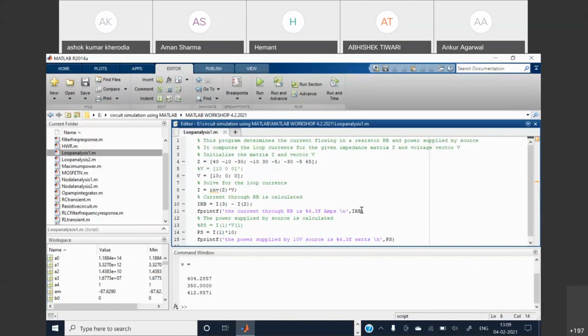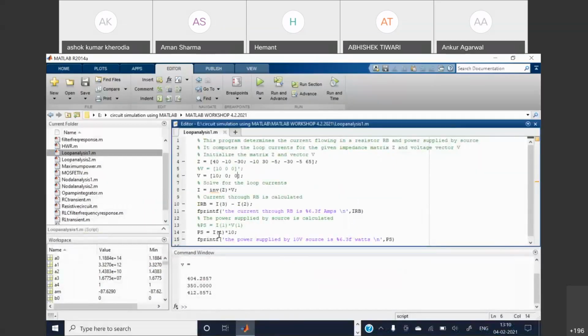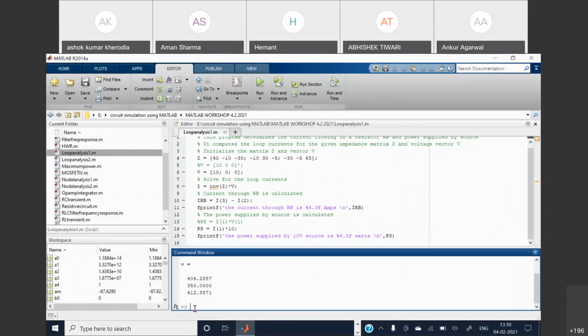What do you want to print? IRB. And if you want to compute the power supplied by the source, what will it be? The power supplied by the source is V1, the voltage, multiplied by the current I1. So power supplied is equal to I1 into 10, since the voltage source is given as 10 volt. This will compute it, and you can print the power supplied by the 10 volt source is so and so. So suppose I'm writing this.